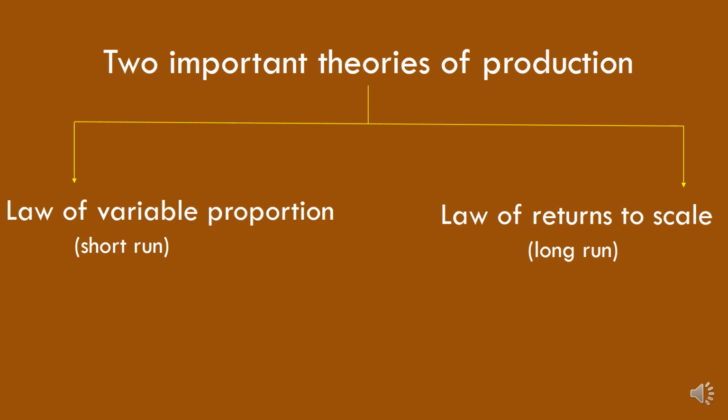So the law of variable proportion. In the short run, there will be a difference between the fixed factors and variable factors, and we study what happens to the output with this proportion of fixed and variable factors. We are going to study the behavior of production in the short run. On the other hand, in the law of returns to scale, when we change all the factors of production, what will be the impact on the production output? That we are going to study in detail in these two theories.